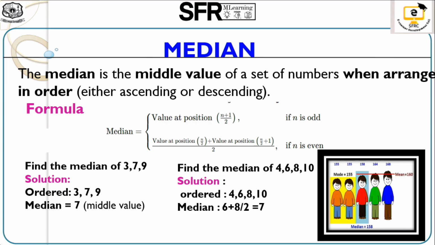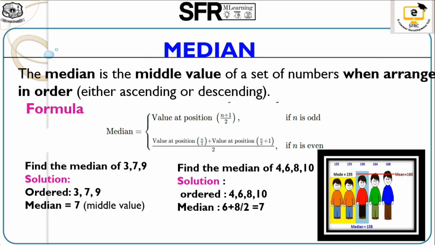Suppose n is odd, we use the value at position (n plus 1) divided by 2. If n is even, the median uses the value at position n by 2 plus the value at position n by 2 plus 1. Let's see the first example for this median.